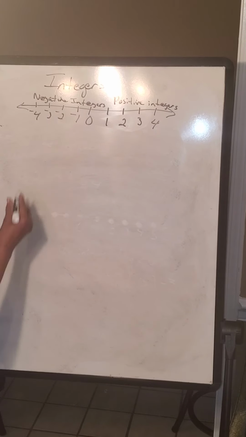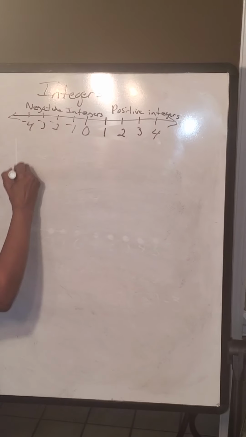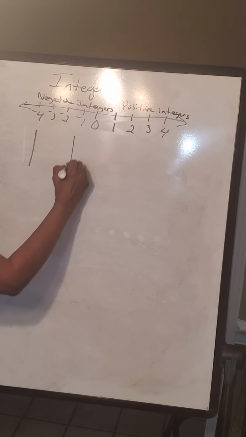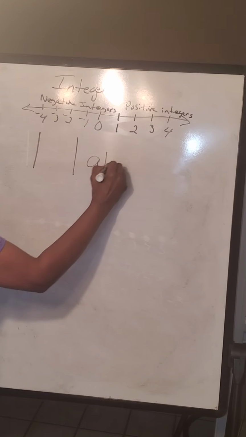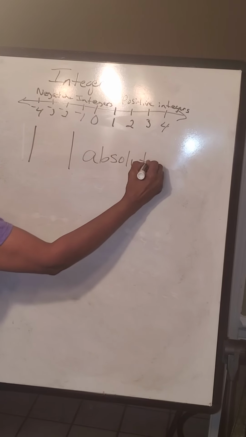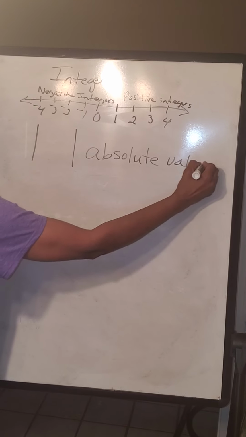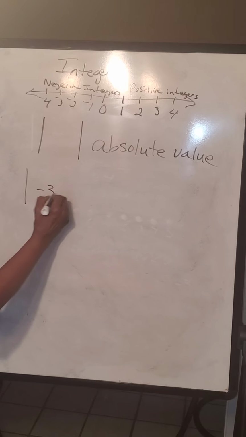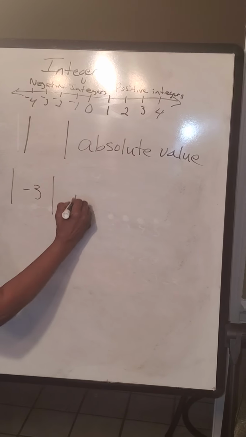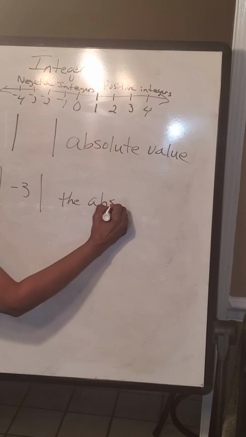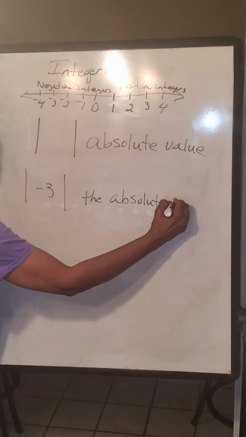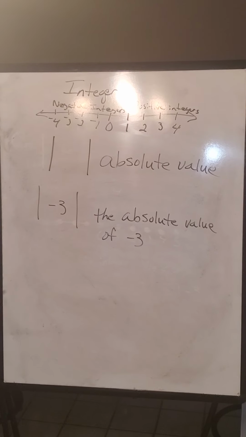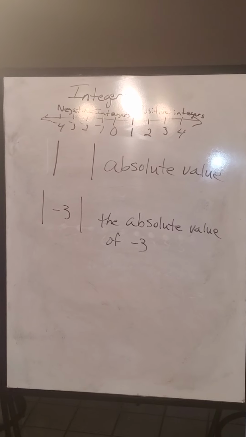Then we're going to take a look at what we call absolute value. Two vertical bars like that. That is called absolute value. If I put a number inside of it, this is read as the absolute value of -3.